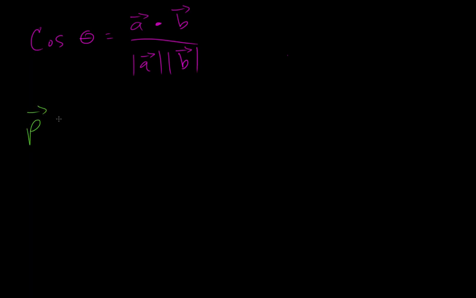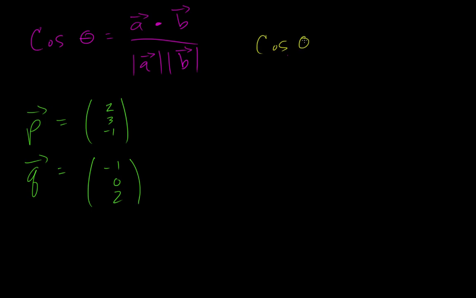We're given P is equal to 2, 3, negative 1. We're given Q is negative 1, 0, 2. And we want to find the angle between P and Q. So we're just going to plug it into this formula. First, let's find the dot product between the two, so P dot Q.